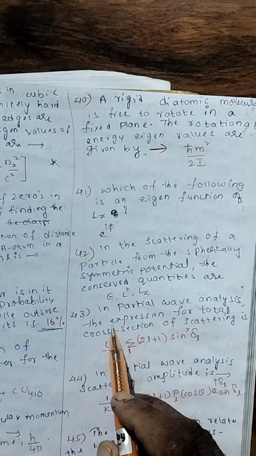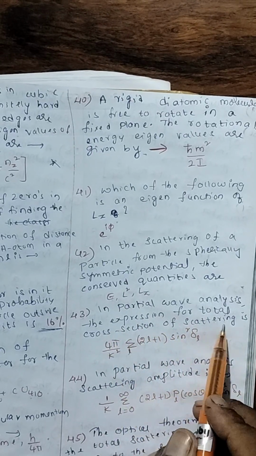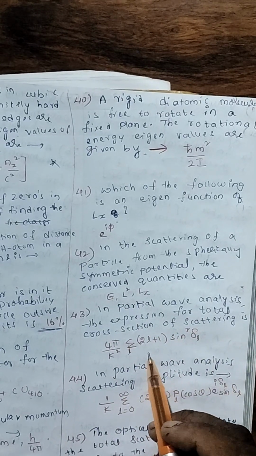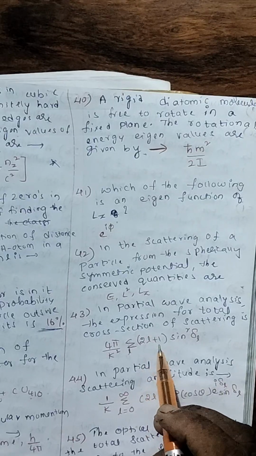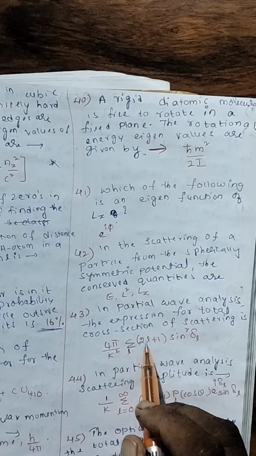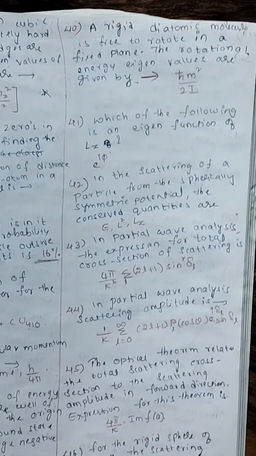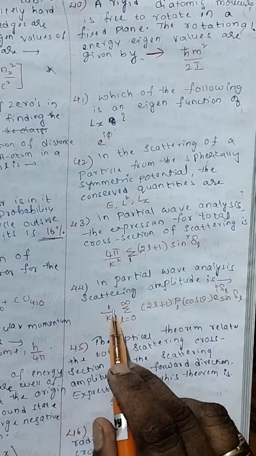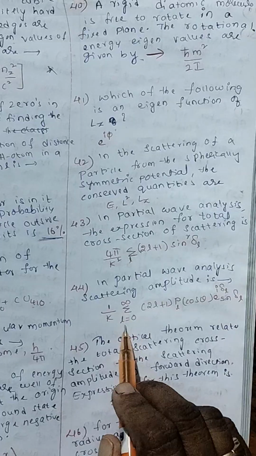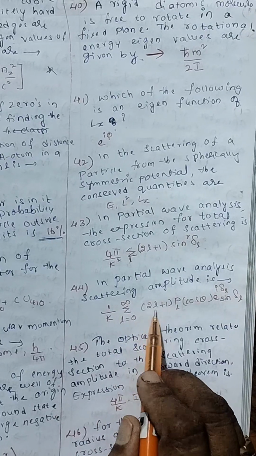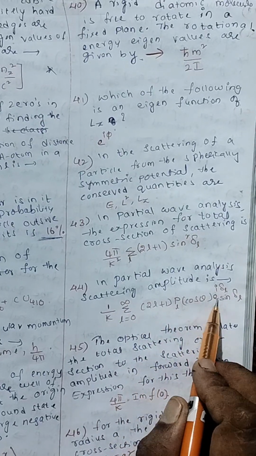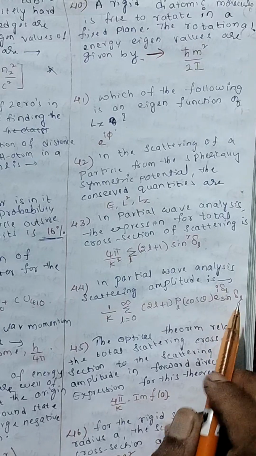In partial wave analysis, the expression for total cross-section of scattering, remember this is the most important scattering formula, is 4 pi by k square summation L (2L plus 1) sin square delta L. Next, in partial wave analysis, the scattering amplitude is 1 by k summation L equal to 0 to infinity (2L plus 1) PL cos theta e to the power of i delta L sin delta L.